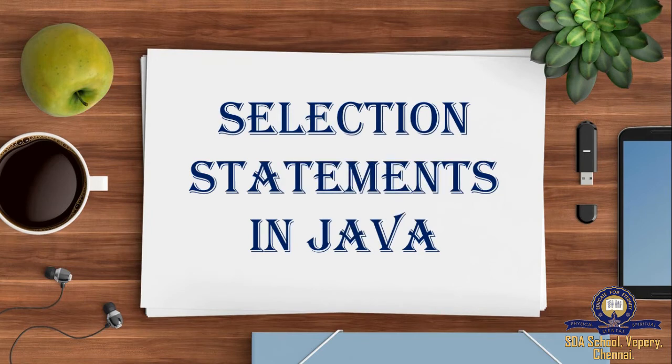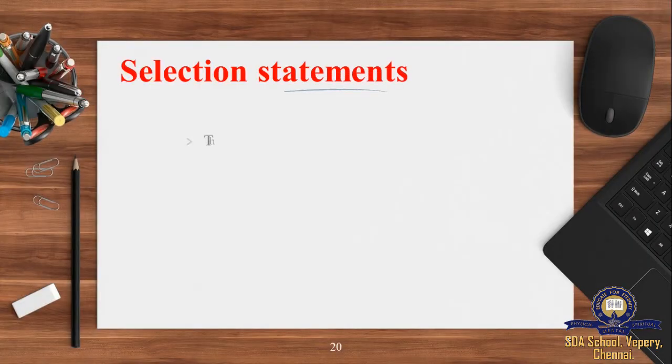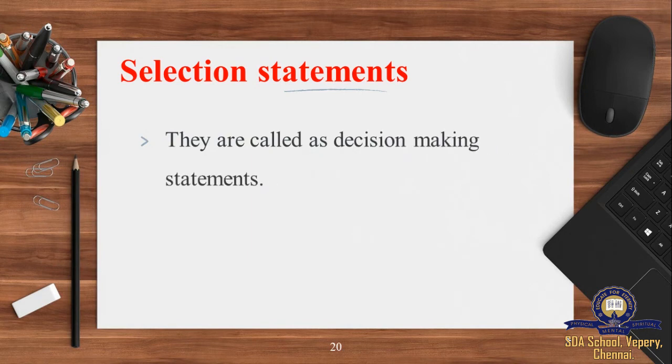Now, the next and final topic in your chapter is selection statements in Java. Can you just see the topic once again? Selection statements. You are selecting some option, either this or that. You will be selecting this statement or that statement. That is called selection statements. Now, we are going to see what selection statements are. They are decision making. Either you want to choose this one or that one. That is called decision making statements.